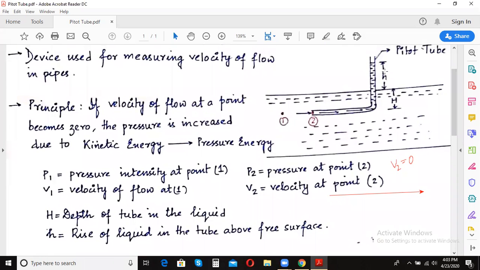Small h is the rise of liquid in the pitot tube above the free surface. So this is the boundary of the pipe. Small h is the depth of the liquid in the tube, or the rise of liquid in the tube above this boundary or free surface, and capital H is the depth of the fluid inside this pipe, within the boundary, below the surface. Clear?